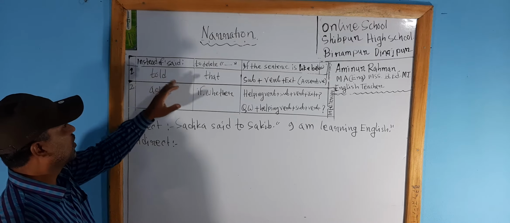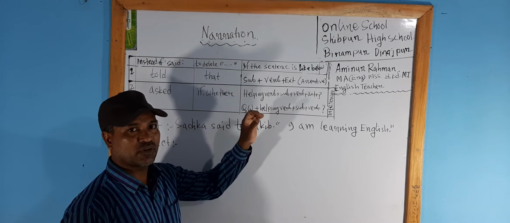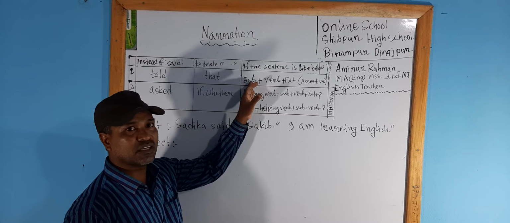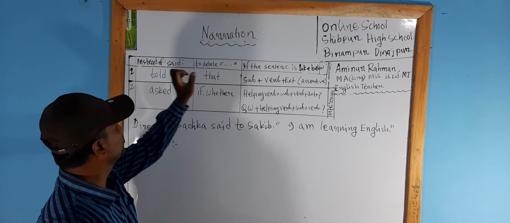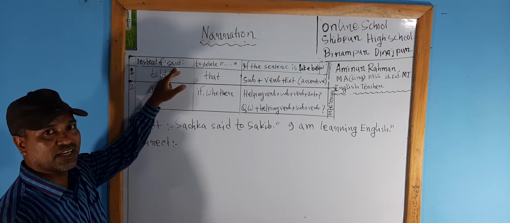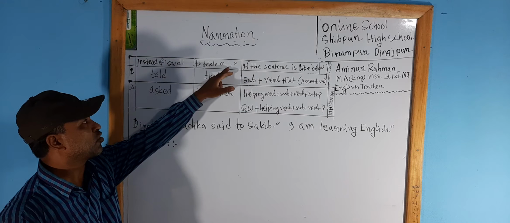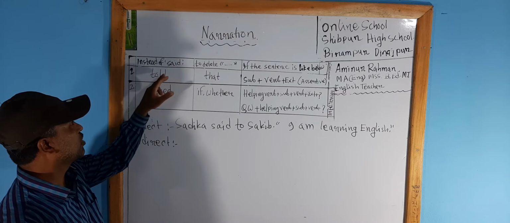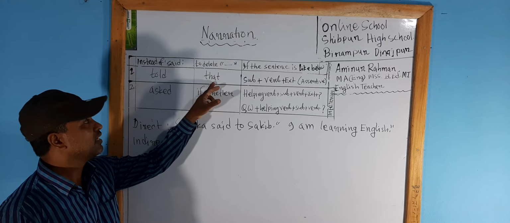If we get an assertive sentence, and I have discussed with you how we can recognize an assertive sentence, there will be subject plus verb plus extension. Then the sentence will be an assertive sentence. If it is an assertive sentence, then we have to set up told instead of said. Instead of said, here will be told, and to delete the inverted comma, we have to use that here.